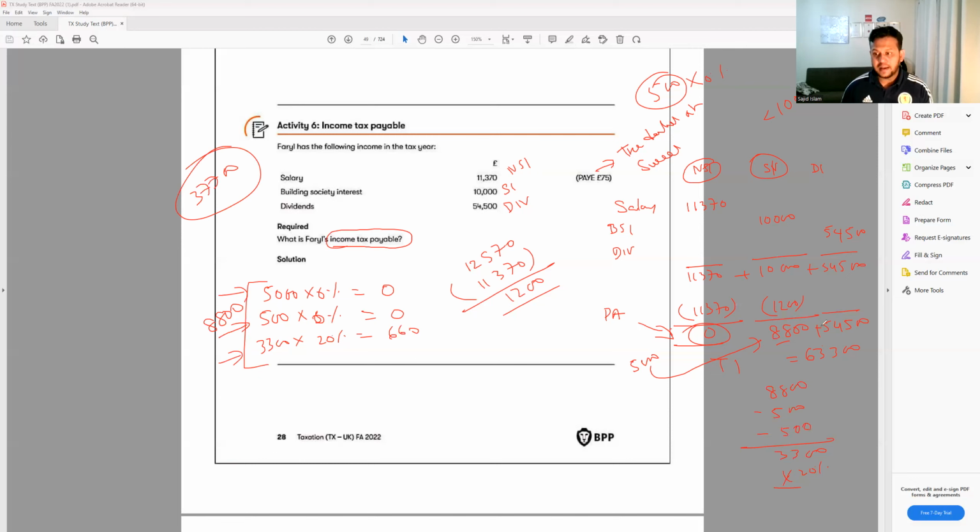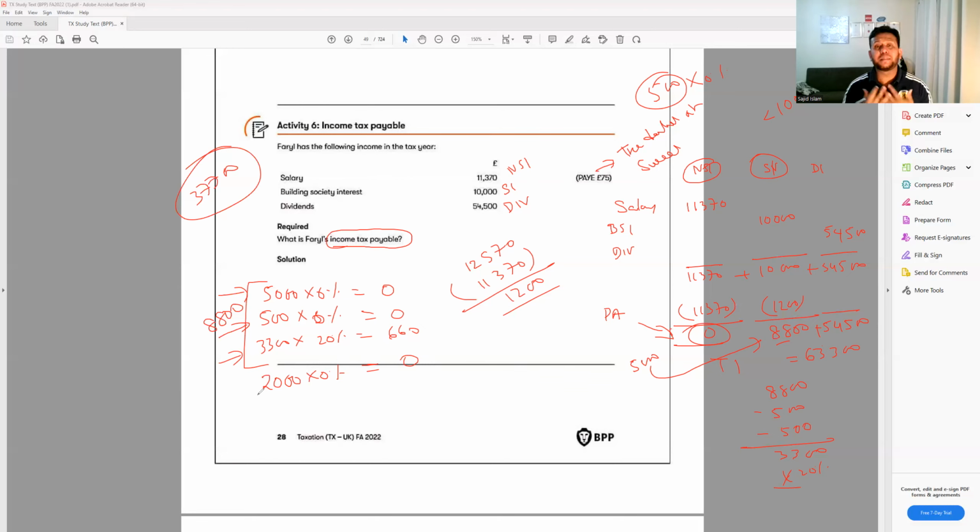The next income I have, the dividend, is 54,500. Let's have a look at how much tax is coming for the dividend. For the dividend, the first 2,000 is free. We already know that. Regardless of the income, doesn't matter how much the income is, remember that. The first 2,000 is free for the dividend, so no tax on it.